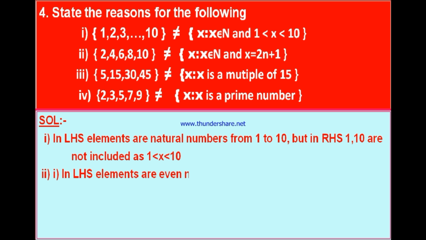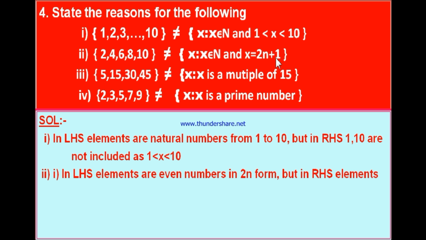Now second bit, the set {2, 4, 6, 8, 10} is not equal to {x such that x belongs to N and x = 2n + 1}. Here what are these values? These numbers are even numbers. 2, 4, 6, 8, 10.